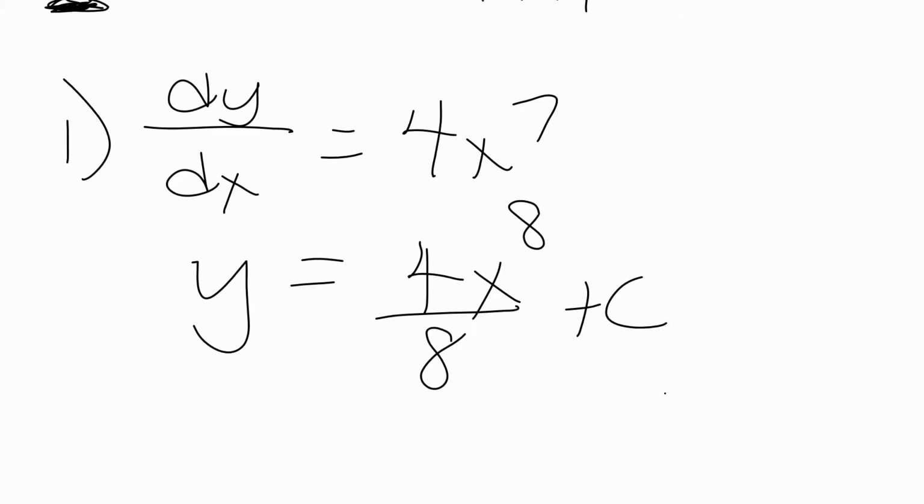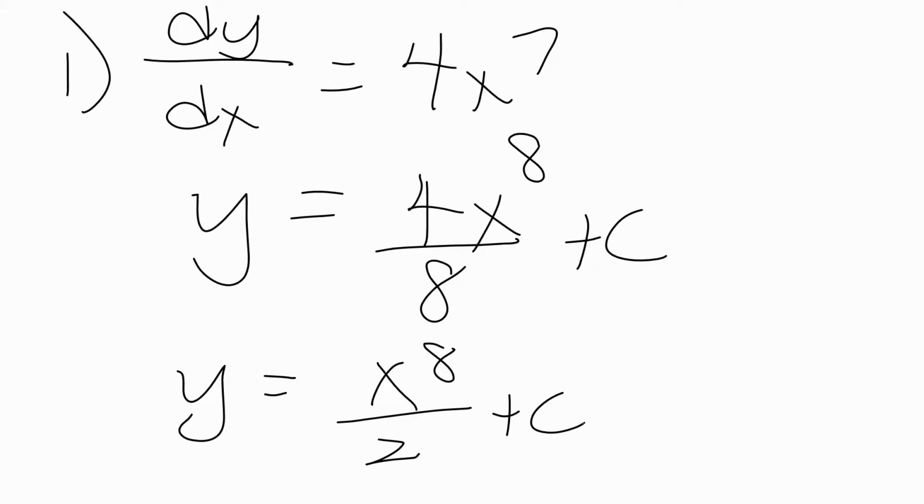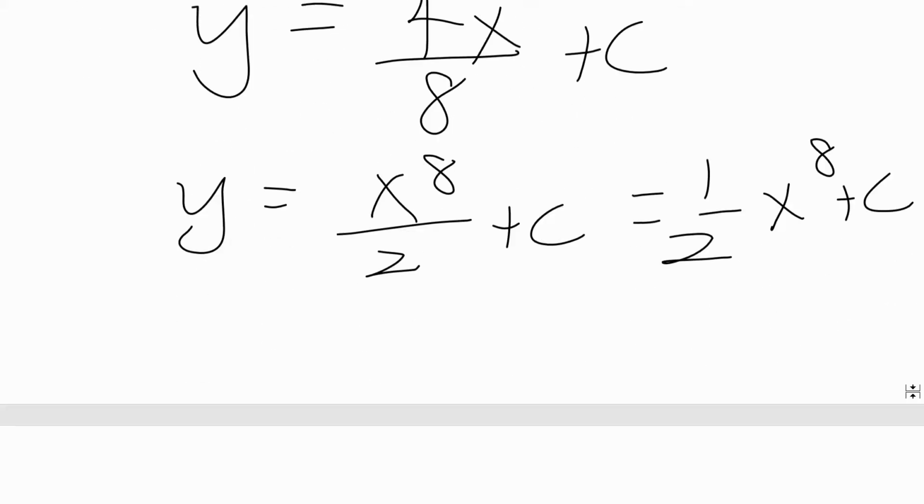But that's going to have to be reduced. There are two different ways you can do this. If you want to say x to the 8th over 2 plus c, that's fine. If you wanted to write it as 1/2 times x to the 8th plus c, that's also fine. They mean the same thing. All right, number 2.